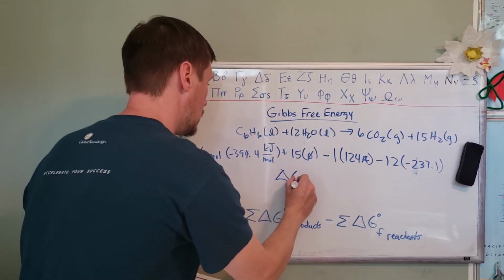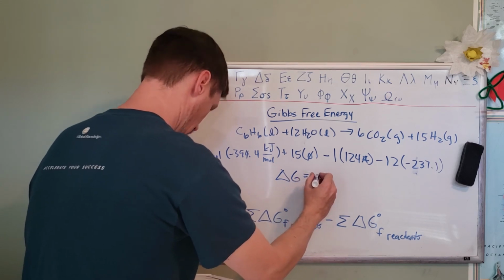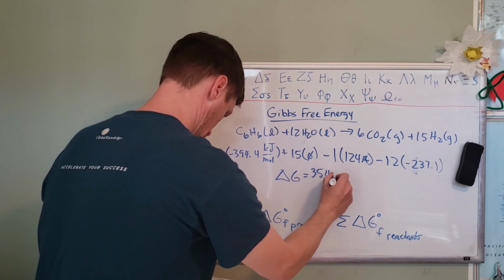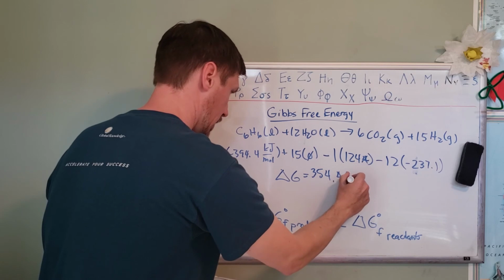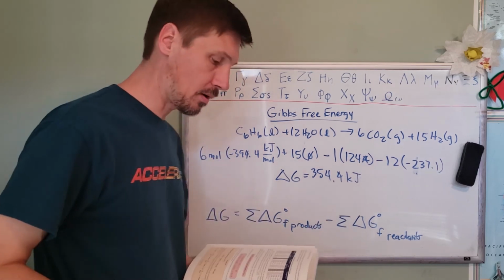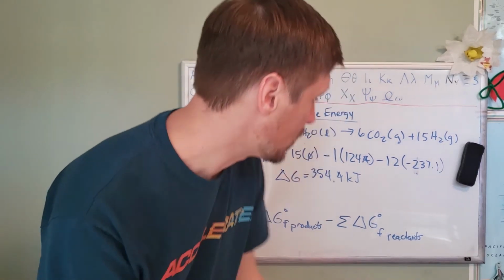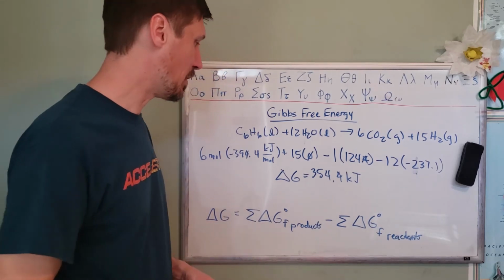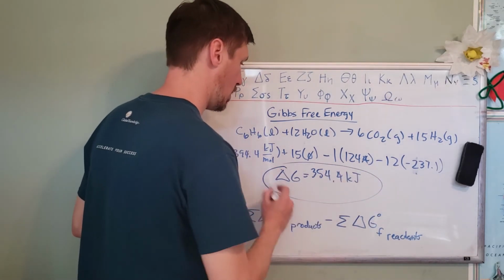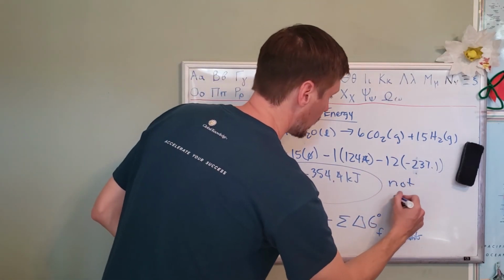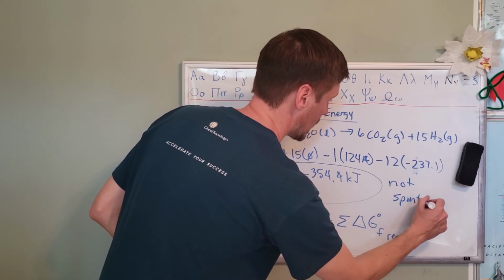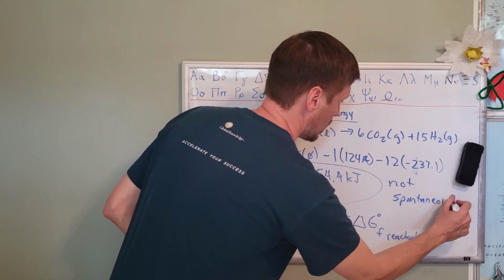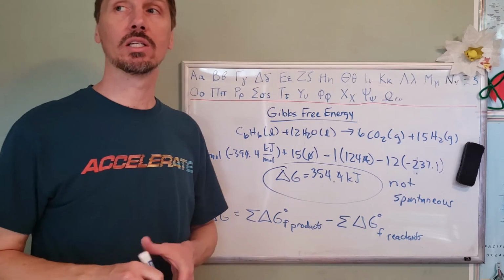So we calculate change in G then to be 354.4 kilojoules. And just like we saw with our last reaction, this reaction at 25 degrees Celsius is not spontaneous, right? Not spontaneous. Don't forget to write that down if that's what the question is asking you, right? It's not spontaneous because change in G is not less than 0.